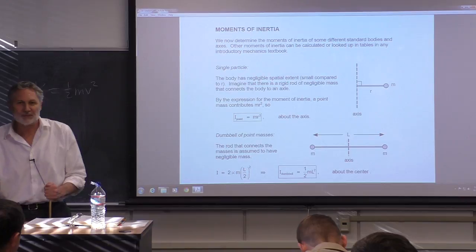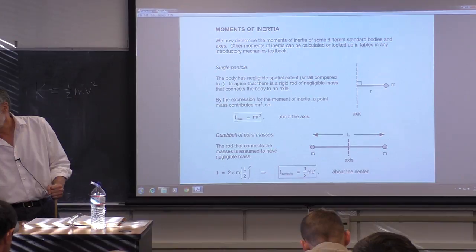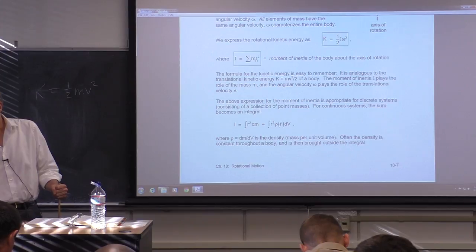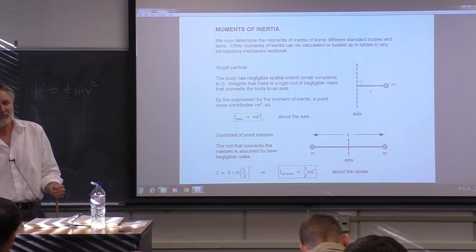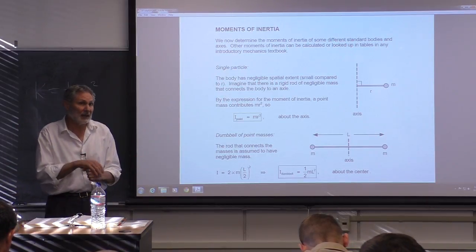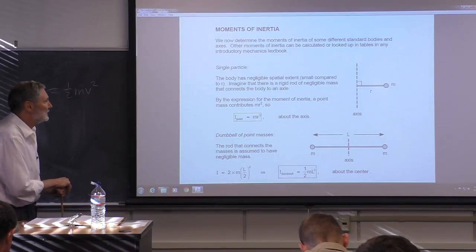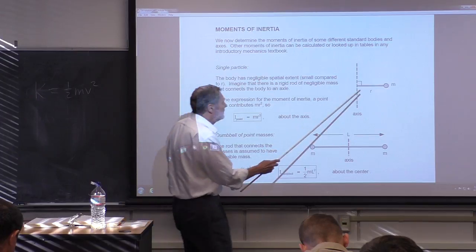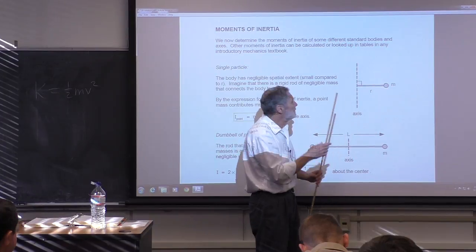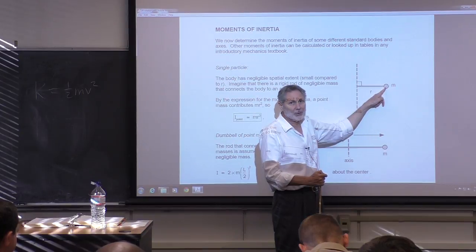Okay, so what about this? We're going to spend some time now on this quantity called the moment of inertia. Okay, we're going to calculate it in special cases. And in all introductory mechanics books, you can look up moments of inertia of different objects and different axes of rotation. So let's start with the simplest possible case, and that's a single point mass. So this is a mass here. It's some distance r from an axis of rotation, and it's small compared to this distance. It's really a point, okay?